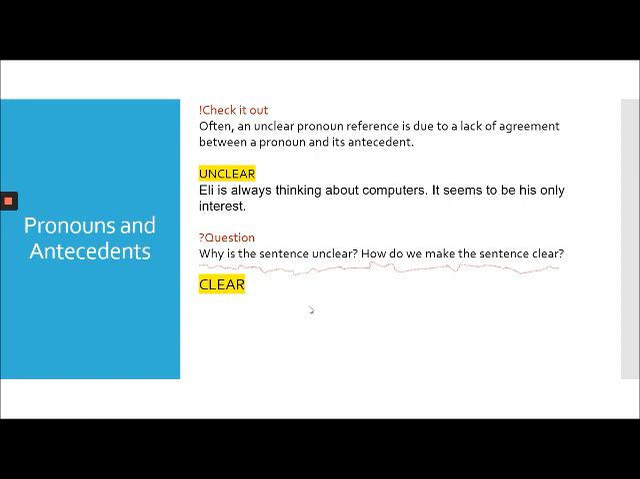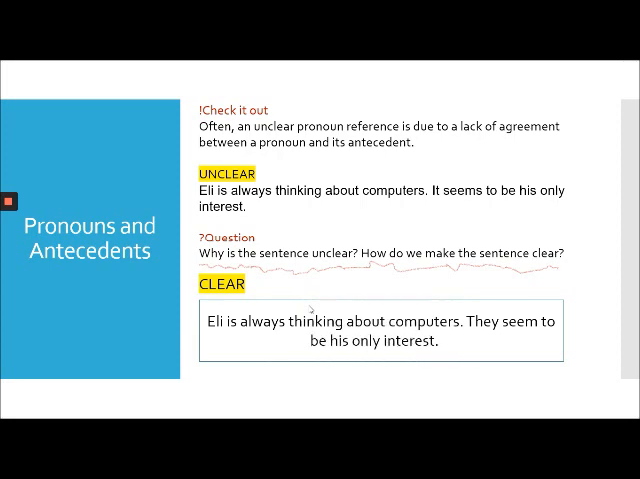All right. Are you ready to answer? The sentence is unclear because there's no particular antecedent for the pronoun it. And how do we make the sentence clear? Let's take a look at this clear statement. Eli is always thinking about computers.